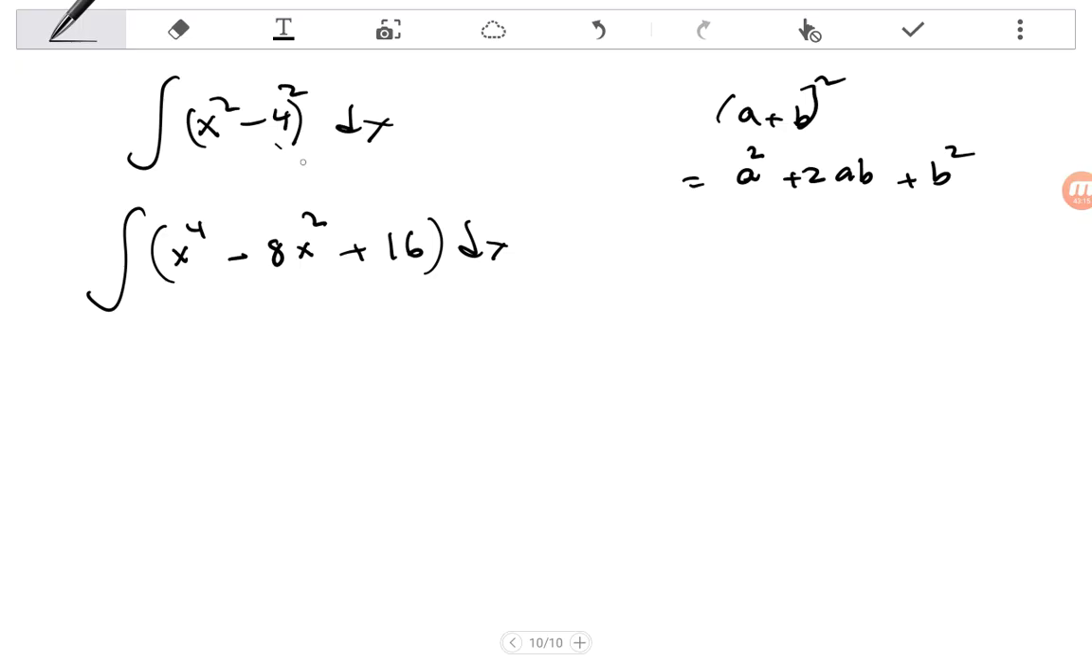Okay? Now, that original expression was not inside the table, but I managed to express it as a sum of terms, each of which is in the table. These are power functions, so I just apply the power function rule. I just add 1 to the power and divide by the new power. That will be x to the 5 over 5 minus 8x cubed over 3 plus 16x plus c, like this.